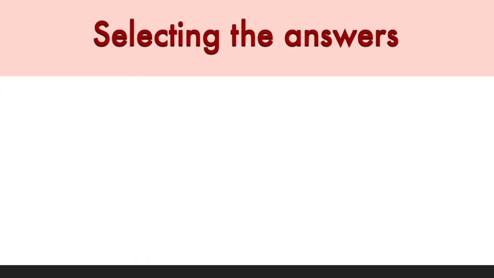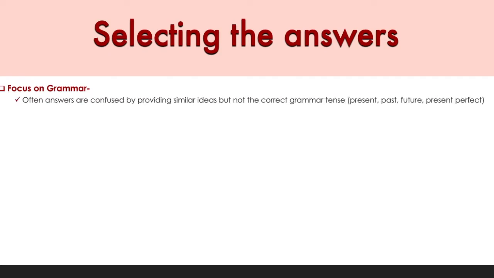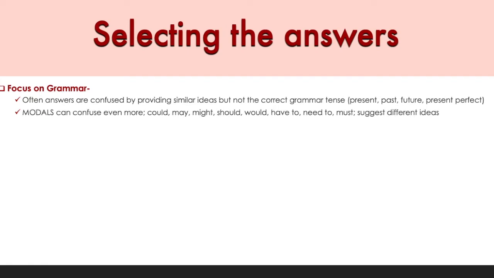Selecting the answers. Focus on grammar. Often answers are confused by providing similar ideas but not the correct grammar tense. For example, present, past, future, and present perfect. Modals can confuse even more. Could, may, might, should, would, have to, and need to, and must suggest different ideas.